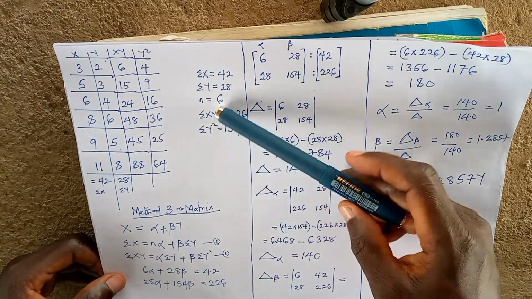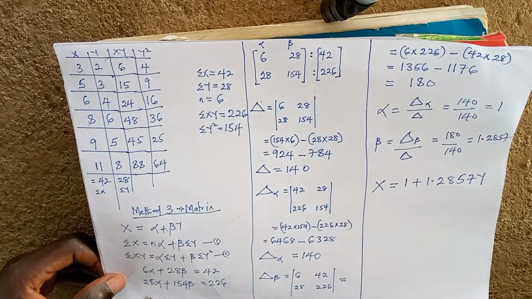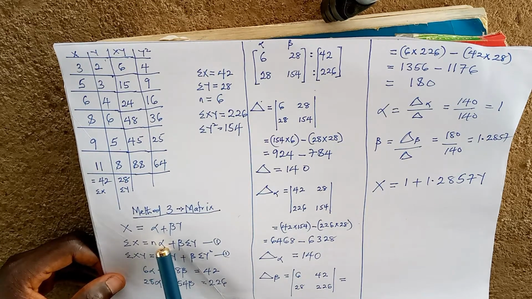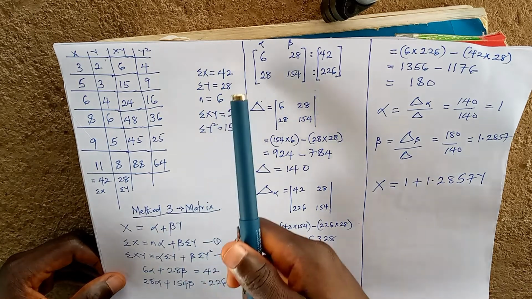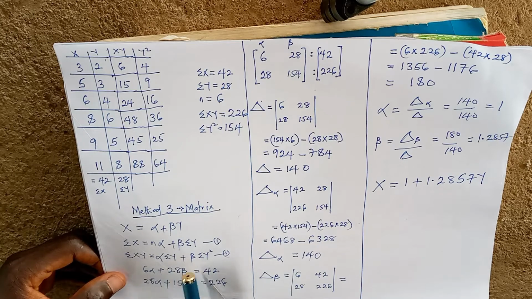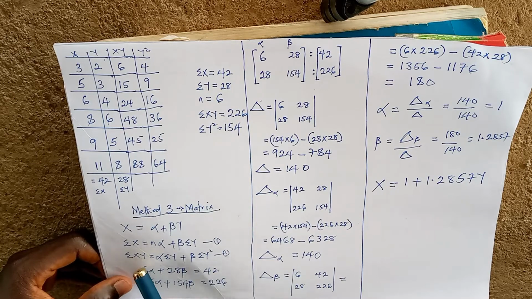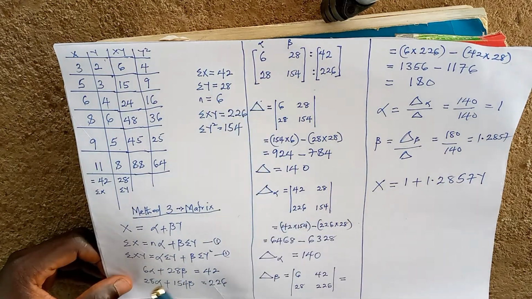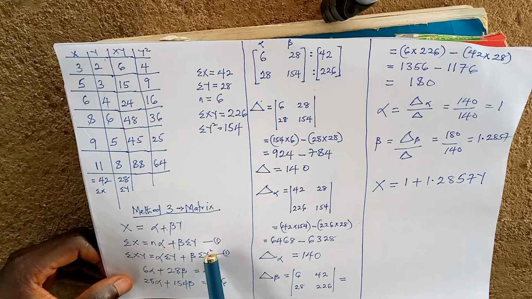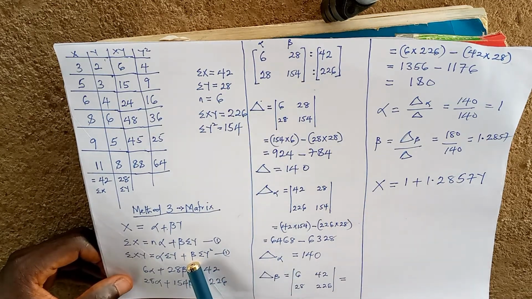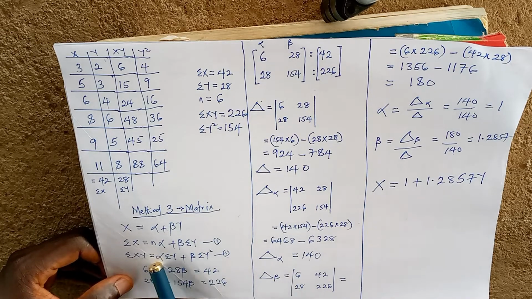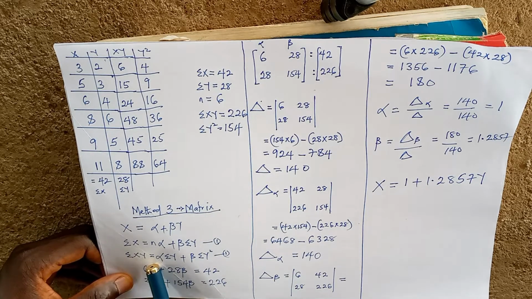Now substitute all the summations into this equation. It will give us 6 alpha plus summation y, which is 28, beta equals summation x, which is 42. Then 28 alpha plus summation y square, 154 beta, equals summation xy, which is 226, and that's why we have 226 here.